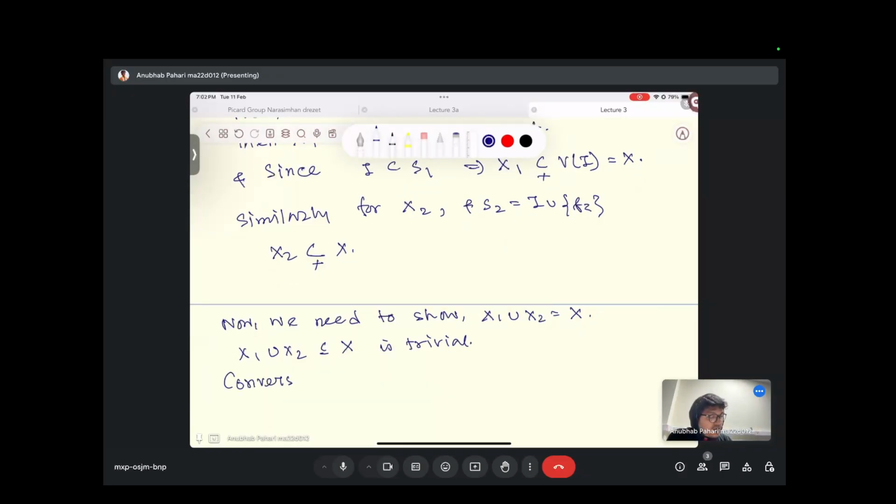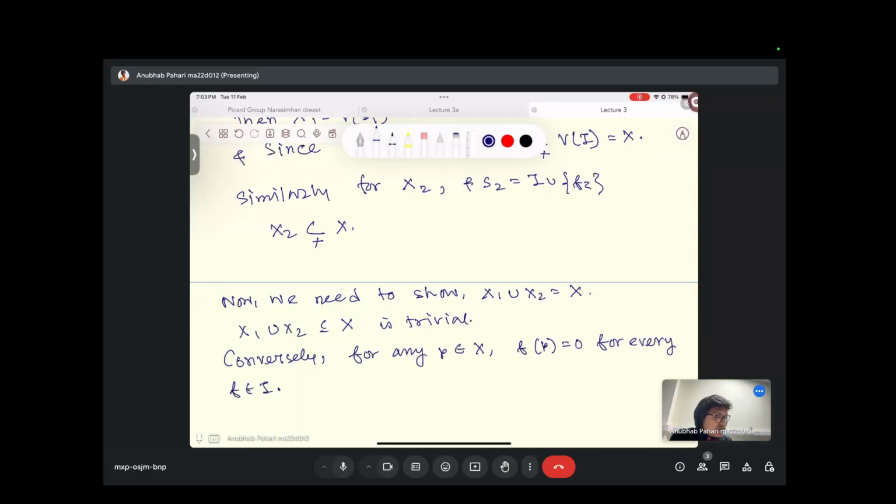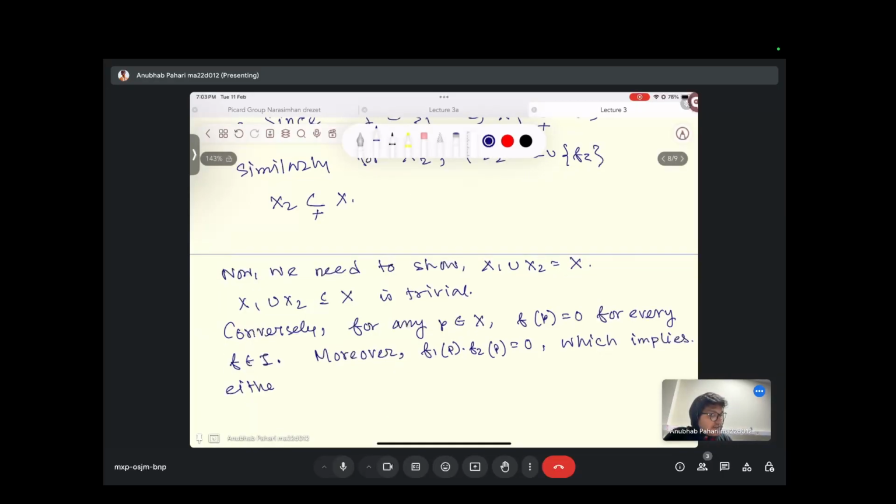Conversely, for any p belongs to X, I have f equals to 0 for every f in I. Moreover, f1(p) dot f2(p) equals to 0, which implies either f1(p) equals to 0 or f2(p) equals to 0.